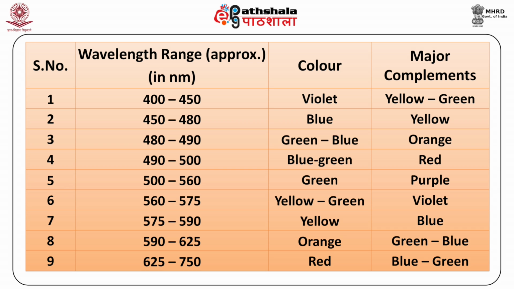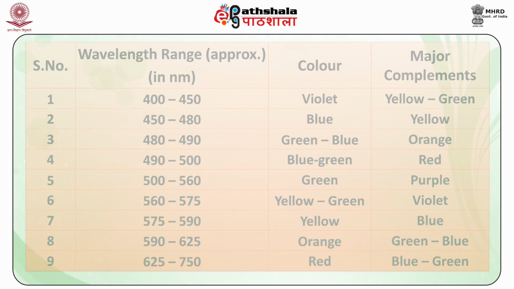The wavelength of 500 to 560 shows green color and its major complement is purple. The wavelength of 560 to 575 shows yellow-green color and its major complement is violet. The wavelength of 575 to 590 shows yellow color and its major complement is blue. The wavelength of 590 to 625 shows orange color and its major complement color is blue-green. The wavelength of 625 to 750 shows red color and its major complement is blue-green.